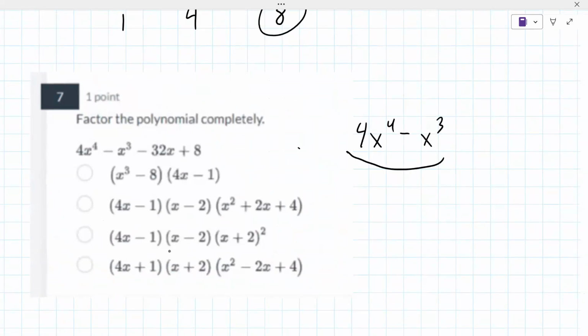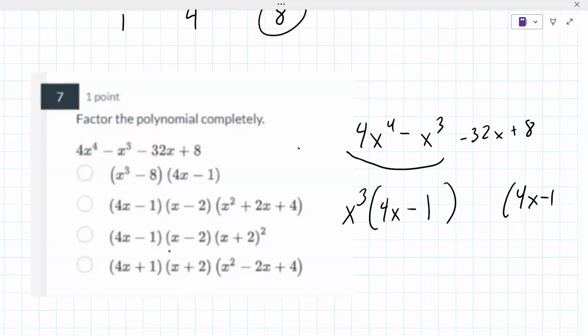They both have x's in them. X cubed. So what would go inside parentheses when you factor it out? 4x minus 1. Good. And then the next thing to do is to write 4x minus 1 here off to the side.